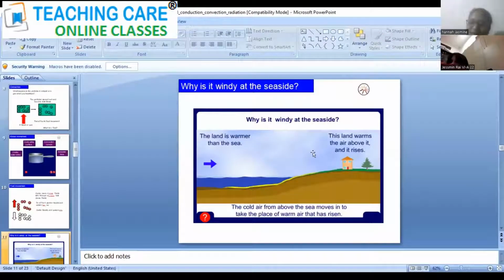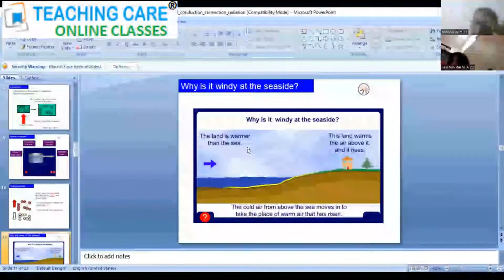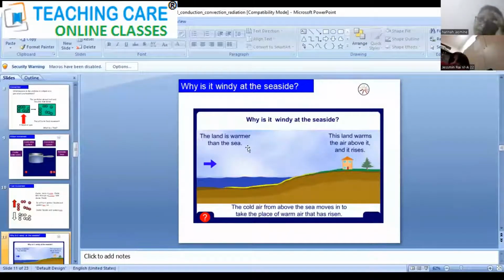So this is what I was telling. In the water, how will the temperature be? It will be cooler, right? Yes, ma'am. So the air above the ocean, the sea, will be cold. So I always told you the cold air moves to the warmer place, right? Yes, ma'am.